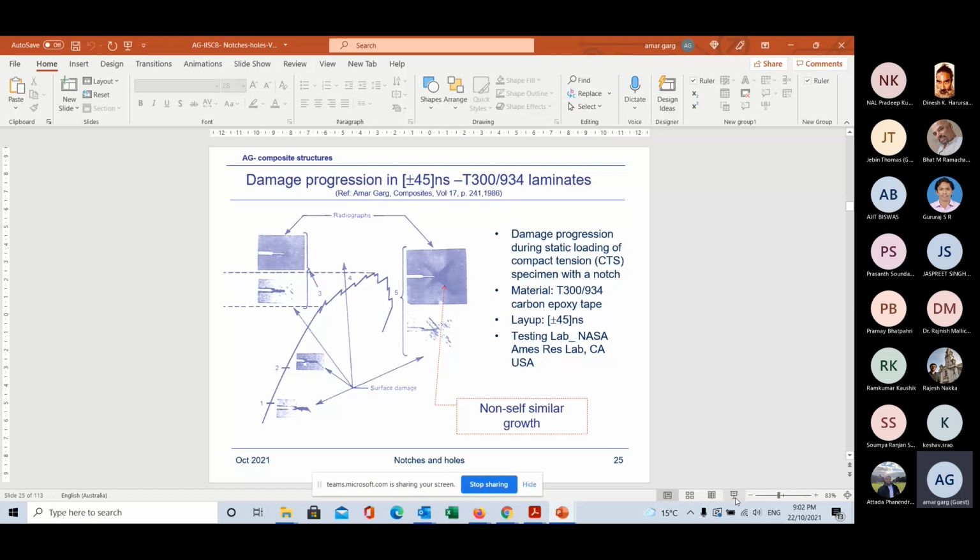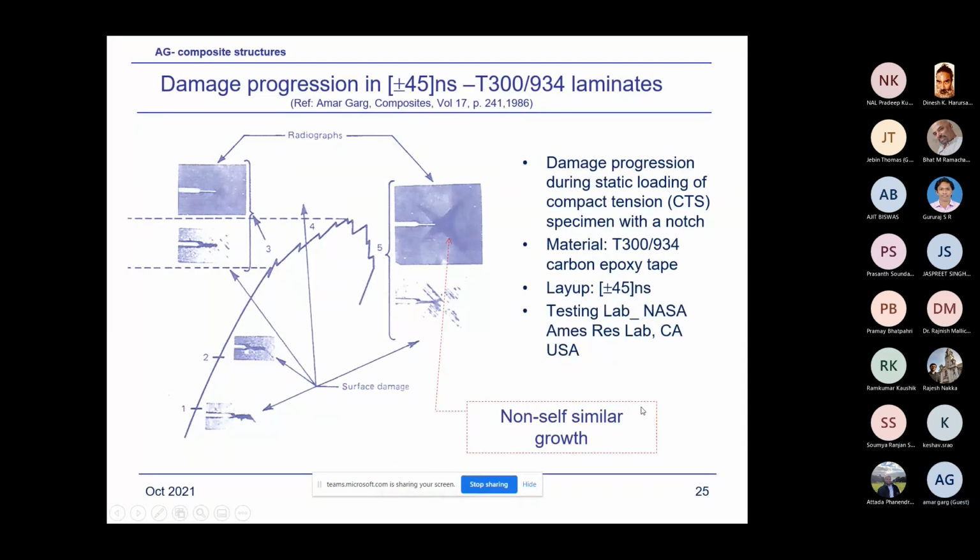Any more questions on these notches, damages? If not, let me just close it and then open the damage tolerance.